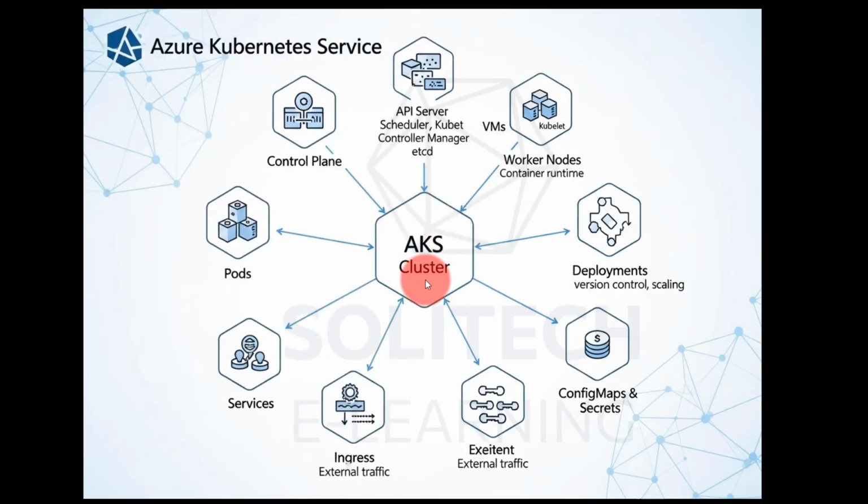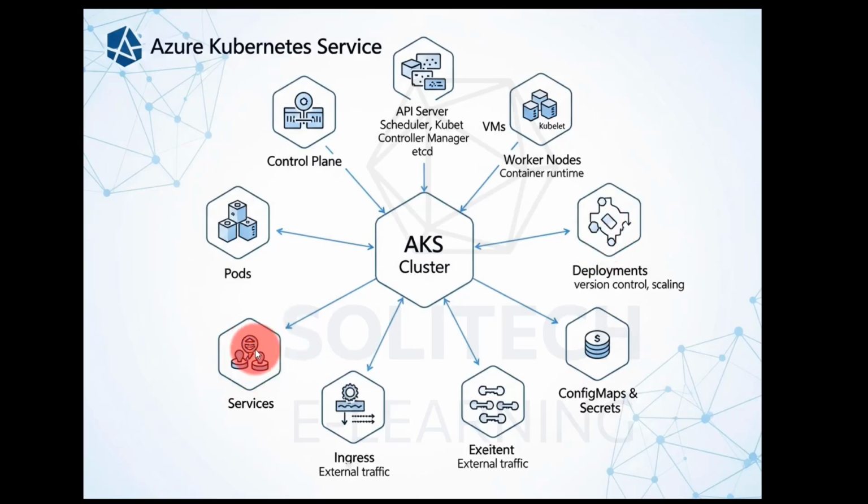Cluster, a set of nodes, VMs, that run containerized applications managed by Kubernetes. Worker nodes, a VM worker machine that runs containerized workloads. Node pools, groups of nodes with the same configuration, CPU, memory, OS. Pods, the smallest deployable unit in Kubernetes running one or more containers. Deployment, manages the lifecycle of pods, ensuring the desired number of replicas are running.